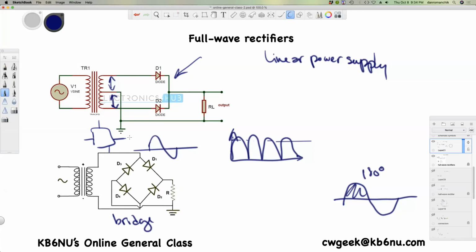Question: what is the output waveform of an unfiltered full wave rectifier connected to a resistive load, which is what we got here, right? Answer: a series of DC pulses at twice the frequency of the AC input, right? So this was one cycle, but here one cycle is half that, so you've got twice the frequency.